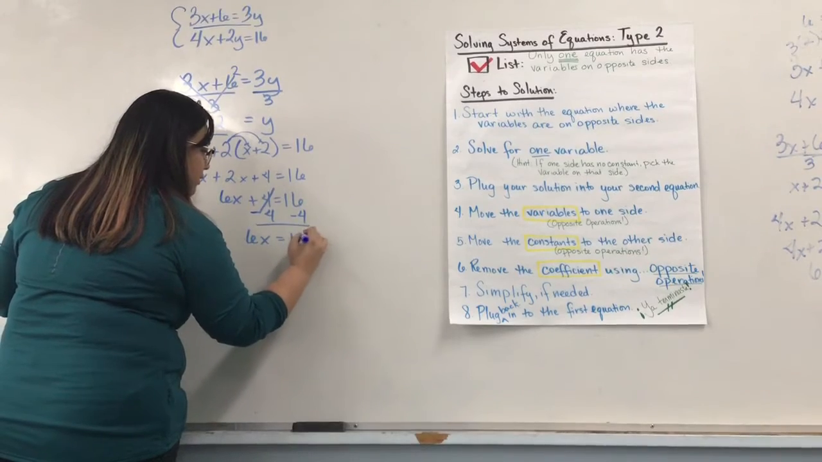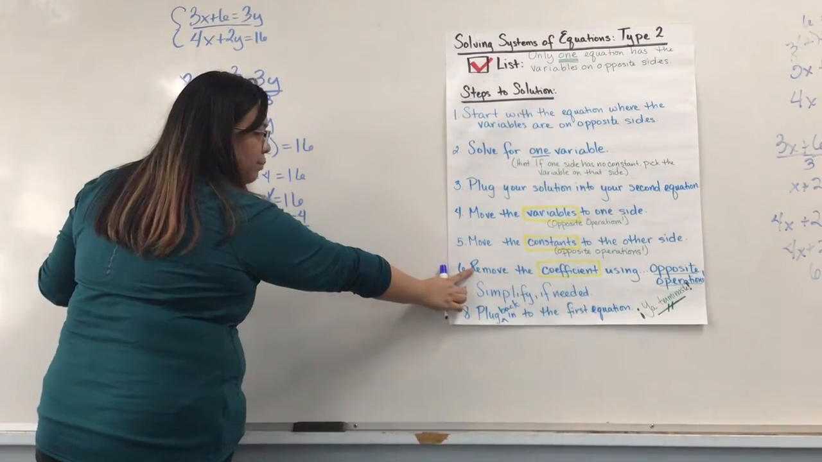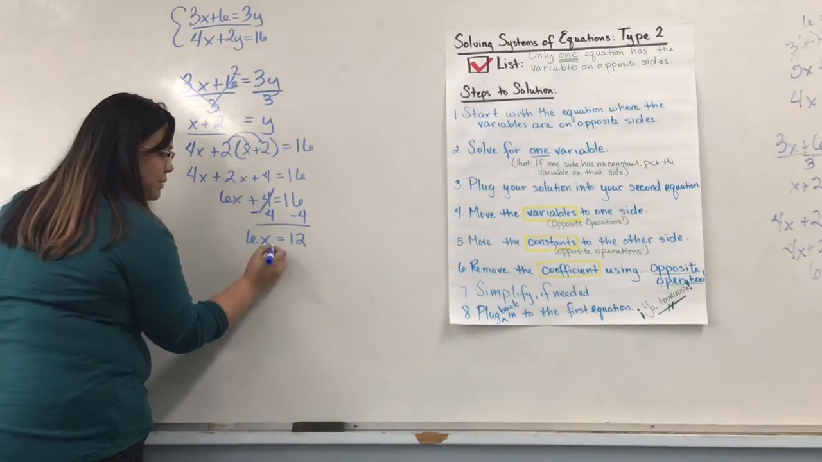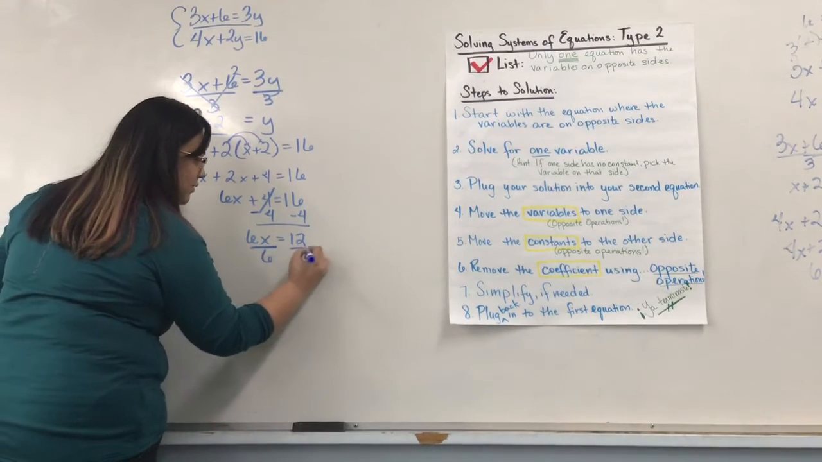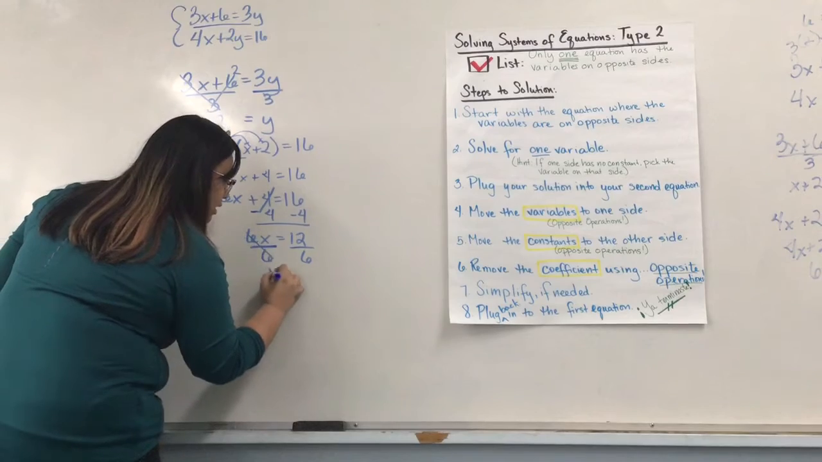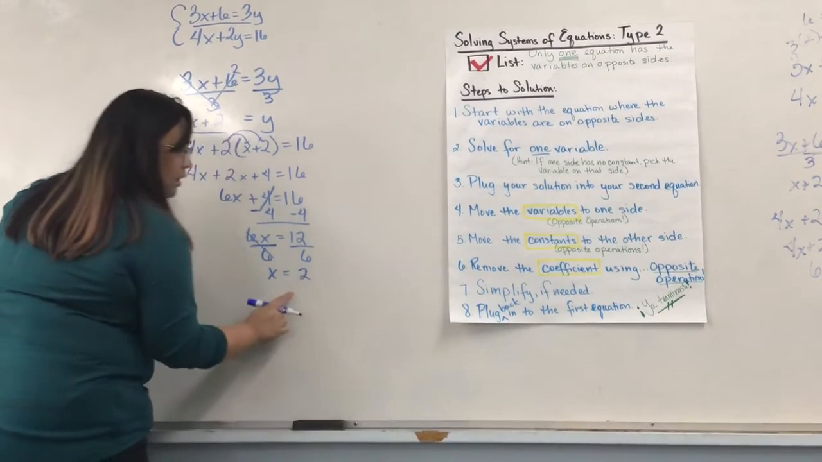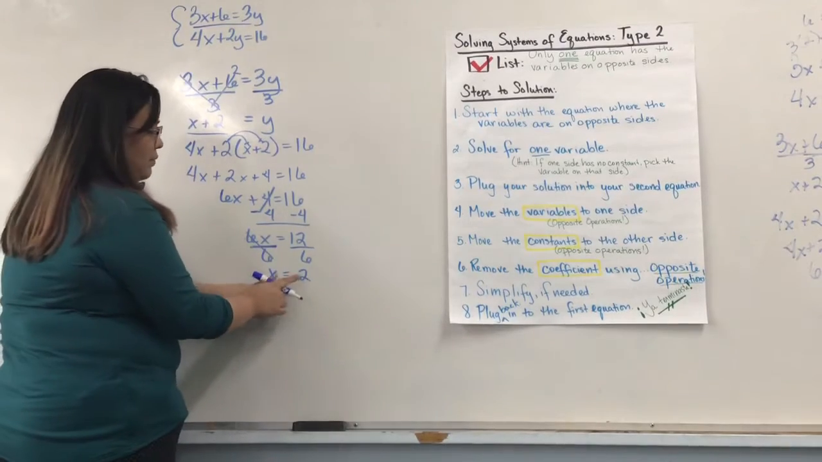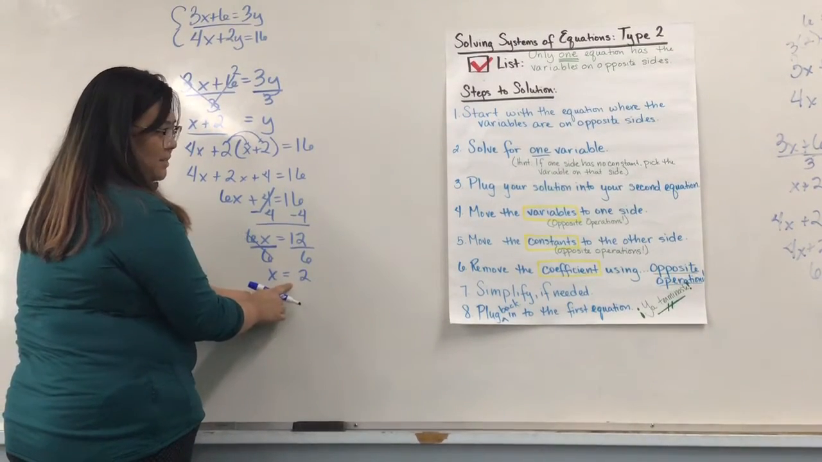6x equals 12. Next, I'm going to remove the coefficient using opposite operations. Again, this is 6 times x, so the opposite operation is division. So I'm going to divide both sides by 6. x equals 2. If you have to, at step 7, you can simplify this if you have a fraction, but we don't have a fraction here, so I get to skip step 7, yay.